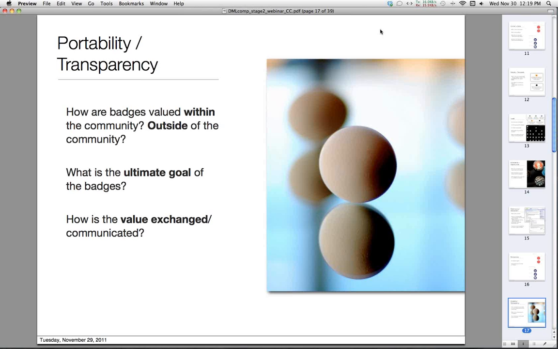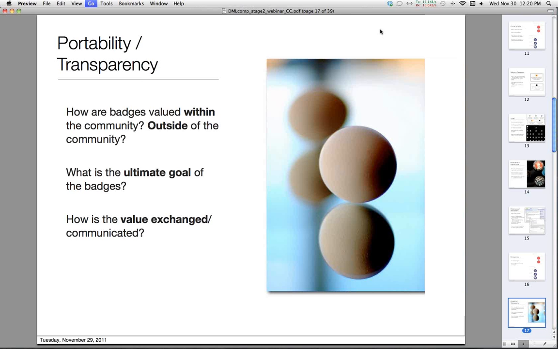So why are you actually starting to implement the badge system? What is the thinking behind that, and what are you hoping to achieve? And then what kind of value is exchanged or communicated? So once your badges get pushed into the OBI, what happens? How does that start to help both the larger population, but also how does that start to help your group or organization?